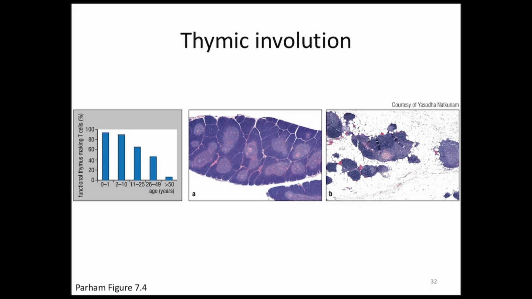So there are people, as I mentioned, who are born without a thymus. It is a disease called DiGeorge syndrome. And it is a pretty important immunodeficiency, though we can treat DiGeorge syndrome patients by giving them a thymus transplant.